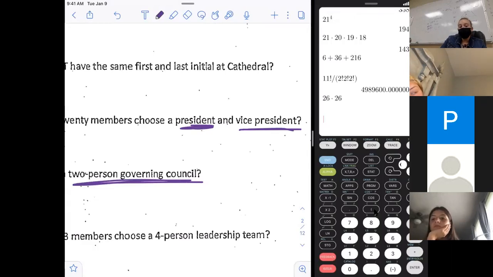If you're the president, you may have more things to do or you have to talk to more adults, and vice president maybe is in charge of logistics or taking notes at meetings. If I put both Gabby and Brooke on a two-person governing council, does it matter if my council is Brooke and Gabby versus Gabby and Brooke? It doesn't matter. They have the same job. It's like captains on a team. You're both captains. Your job's the same. It doesn't matter which one's which.